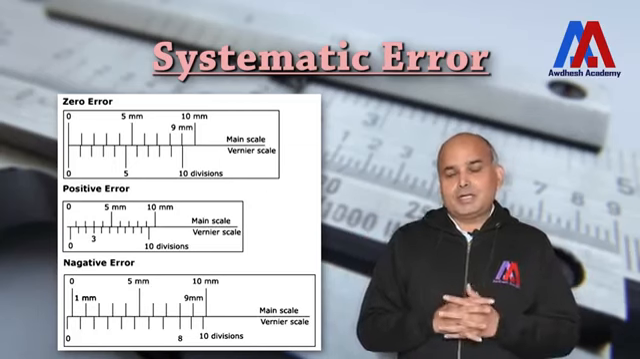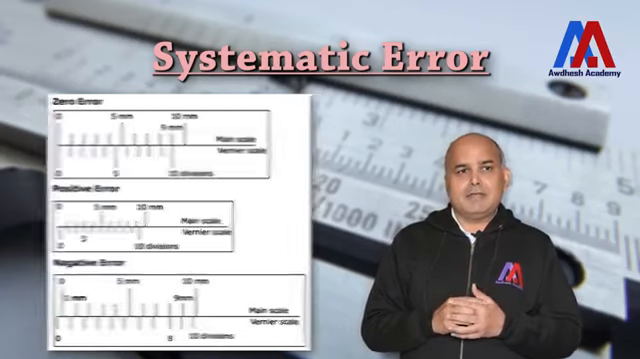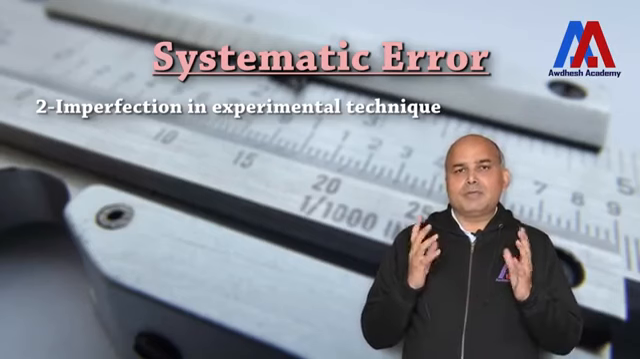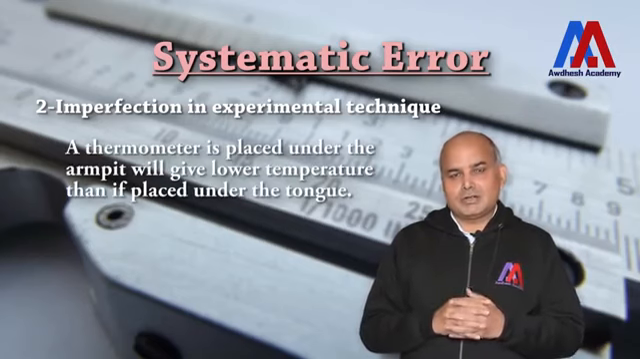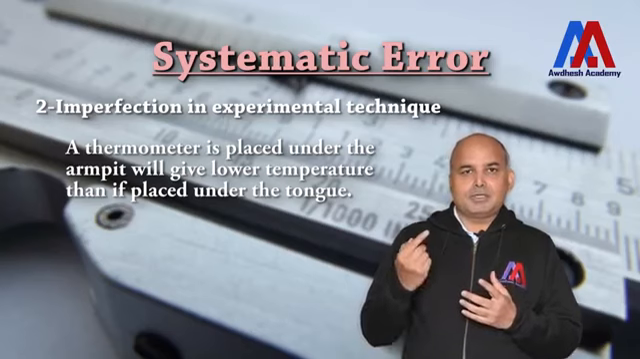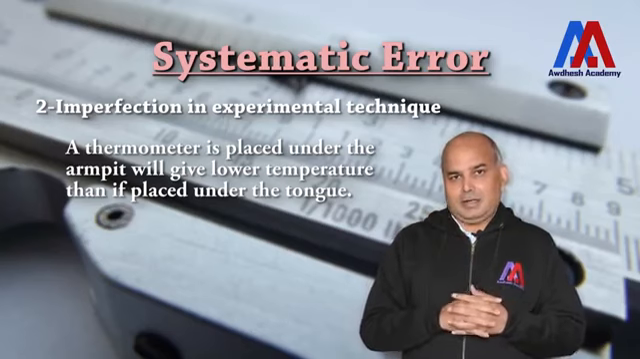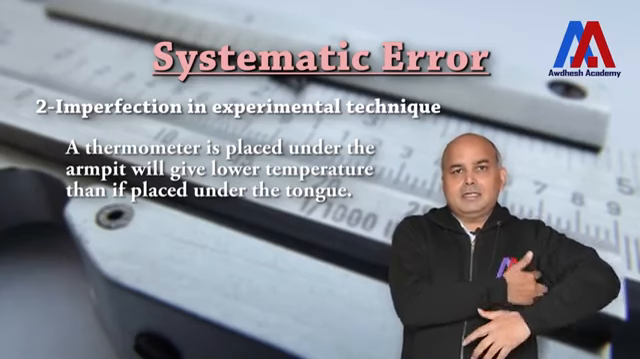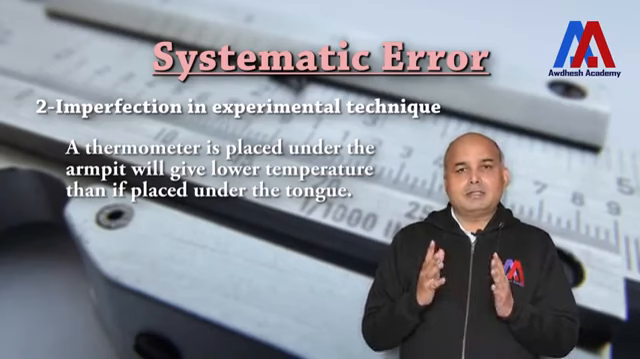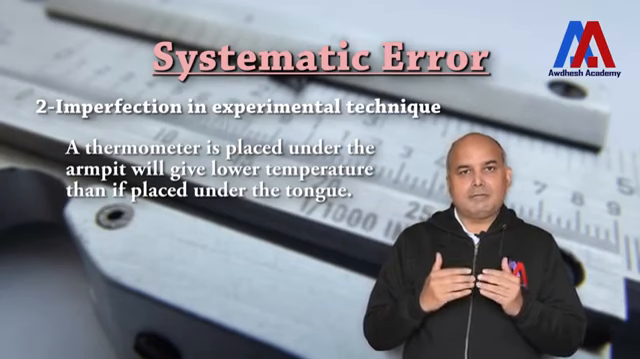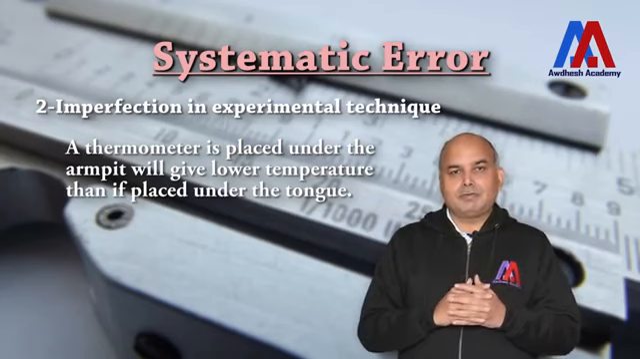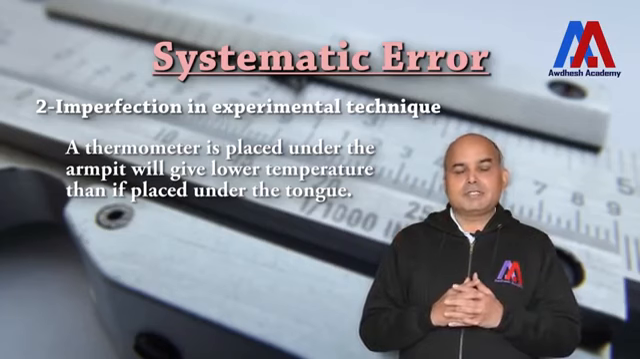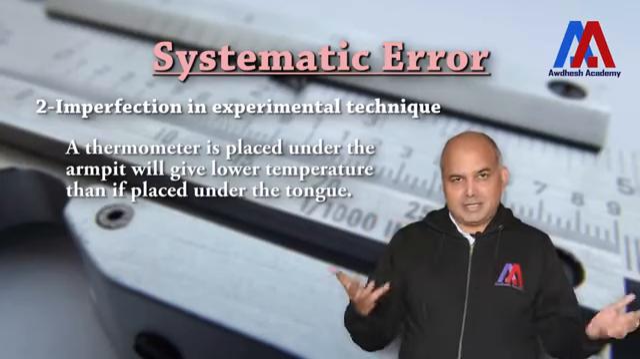Now the second important source of error is when we have a wrong experimental technique. For example, when you have to measure the body temperature of a person, we generally put the thermometer under the tongue. But suppose instead of that, we put the thermometer under the arm, then the temperature will be lower than the temperature we get when we put the thermometer in the mouth. And so this is a type of error which is because of the wrong measuring technique.